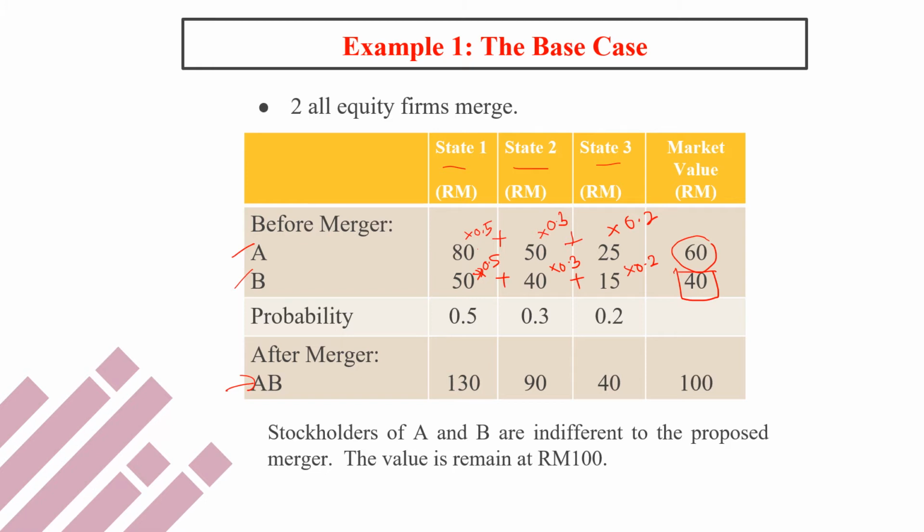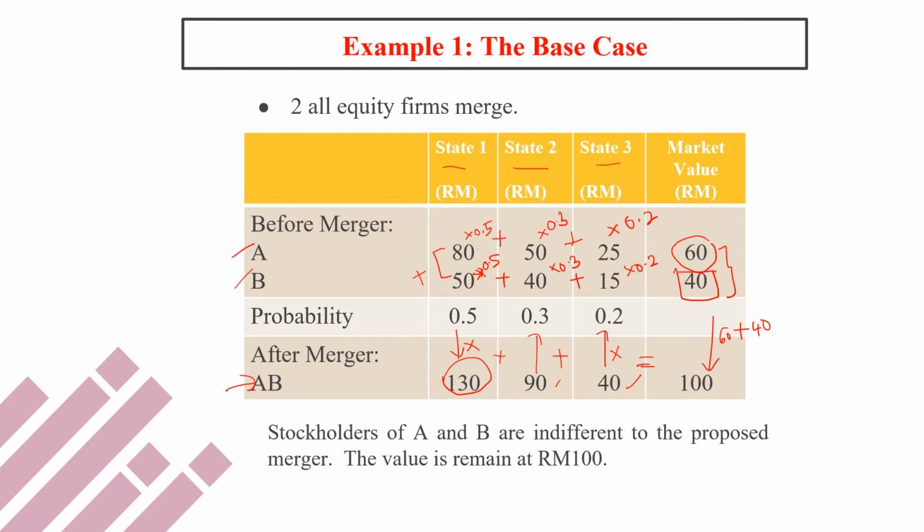And then, after merger, macam mana you dapat this amount? You tambah je macam biasa. 80 tambah 50, 50 tambah 40, 90, 25 tambah 15, 40. Okay, so you boleh je nak dapatkan the amount of 100, you boleh je tambah 60 and 40. Ataupun you boleh buat kaedah macam ni: 130 darab 0.5 tambah 90 darab 0.3 tambah 40 darab 0.2. You akan dapat the amount 100.